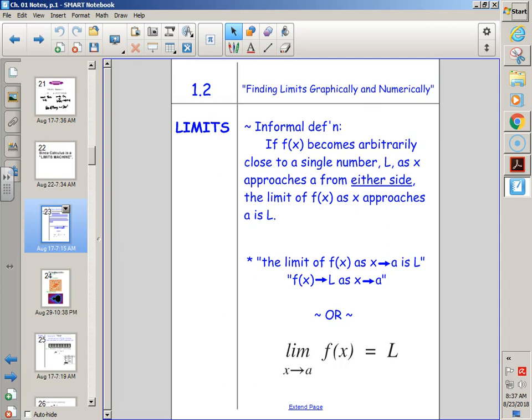All right, section 1.2. The nice thing is we're only supposed to start section 1.2 and it is reviewed from the summer packet. Finding limits graphically and numerically. Some of you, as you're going over your summer review quiz, were like, I didn't get all the limits problems right. Or maybe you did, but I didn't ask very many limits problems.